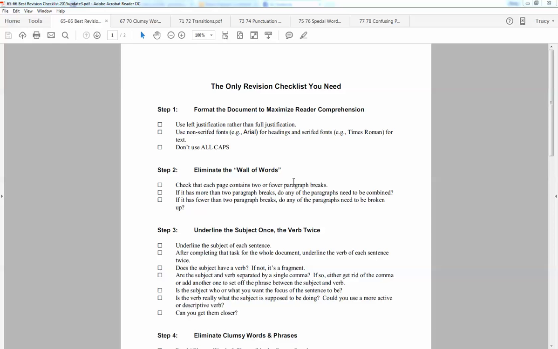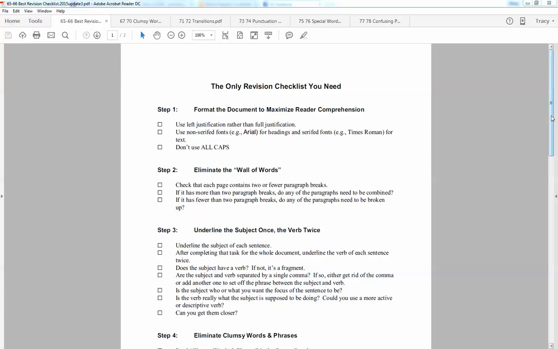So the first step addresses the formatting of the document. These suggestions are based on neuroscience research about what is most effective in helping readers process information. And so while some of these suggestions may seem counterintuitive, they actually make the document substantially easier for a reader to handle. And again, there will be a video on this specific step to go into detail.